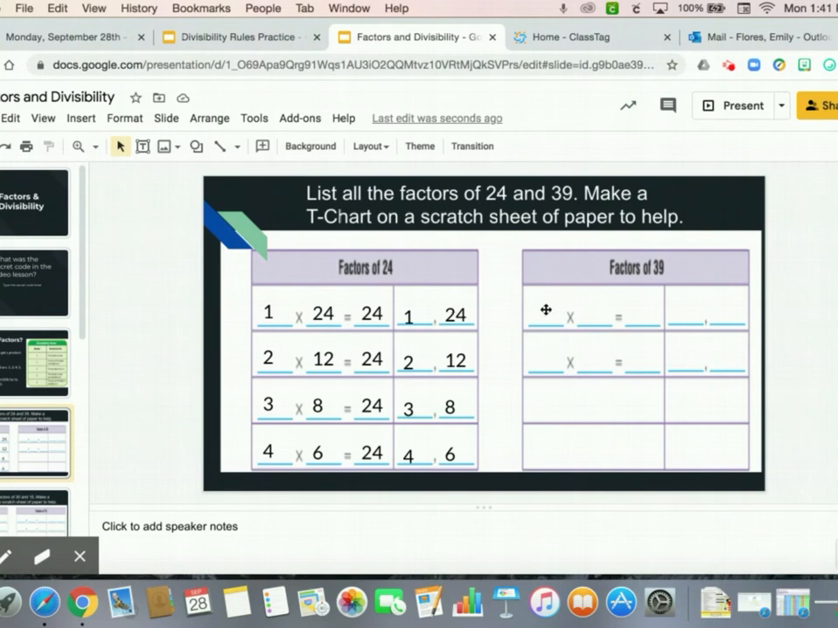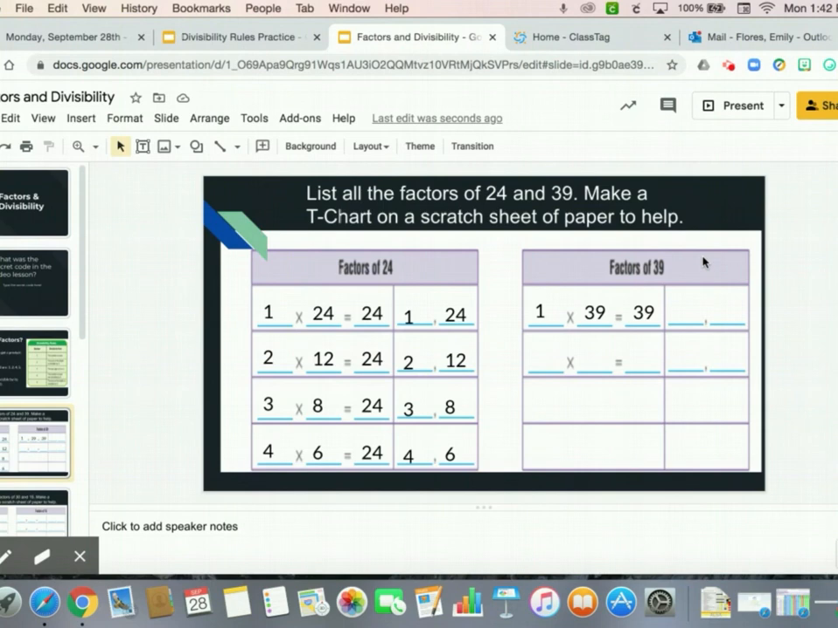So let's try 39. Remember, our first one is always going to be 1 times whatever number we're dealing with. In this case, it's 39. 1 times 39 is 39. So now, let's think about 2. 2 would be my next number, right? Well, 39 is not even. It doesn't end in a 2, 4, 6, 8, or 0. So I cannot divide it by 2.